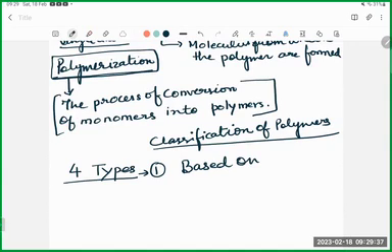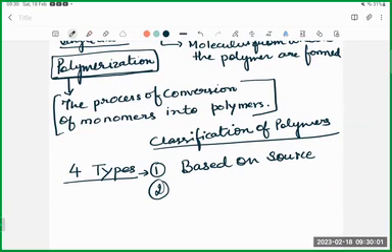How do you obtain the source? How do you get it? So based on source, for example, natural. Can you give one example of a natural polymer? Rubber? Yes, ma'am. Right? Okay. Protein.